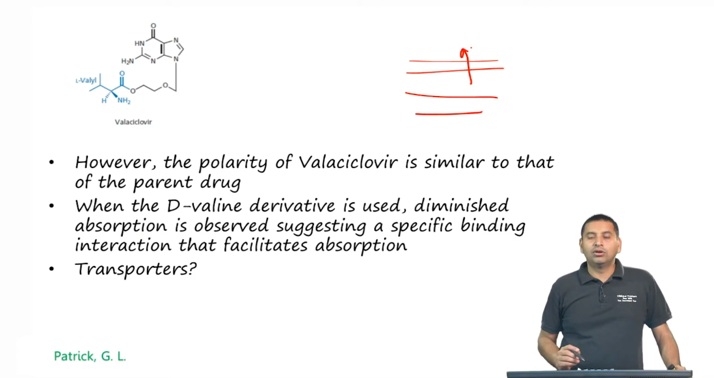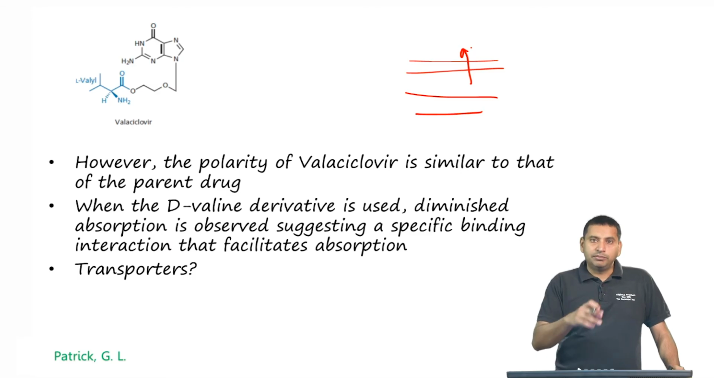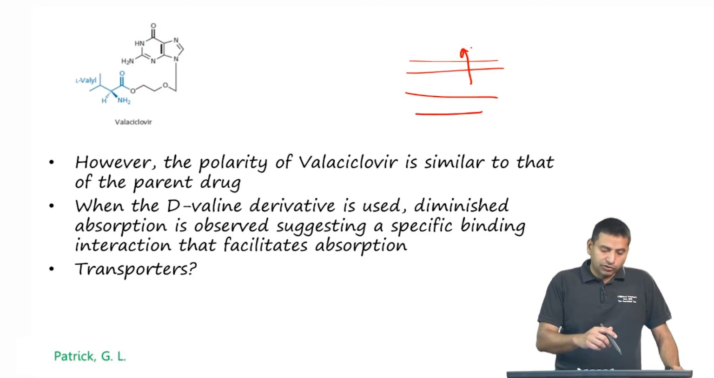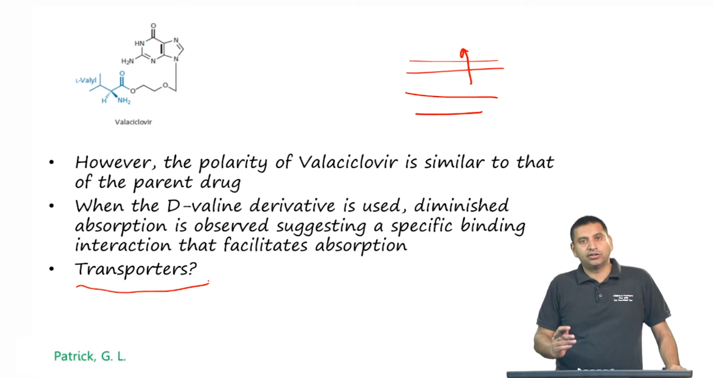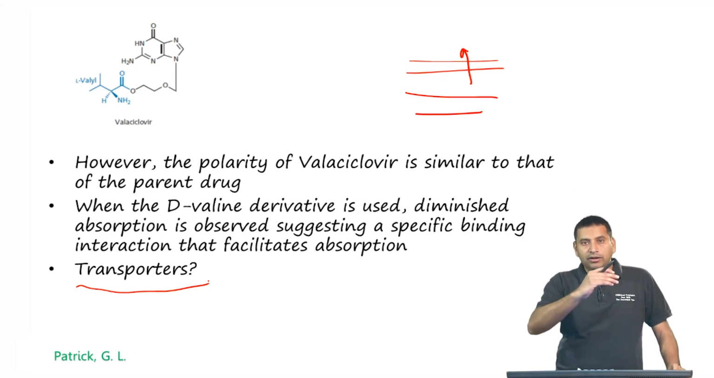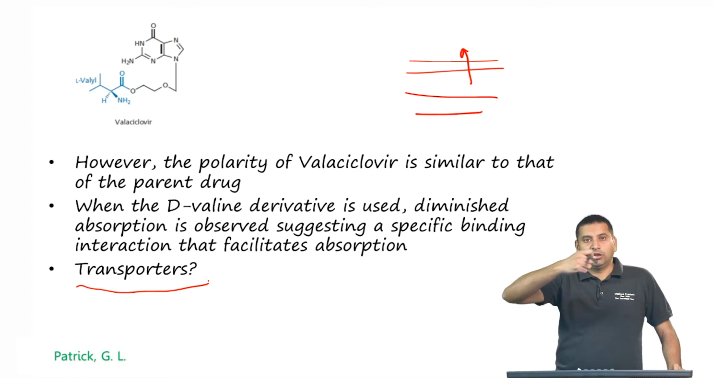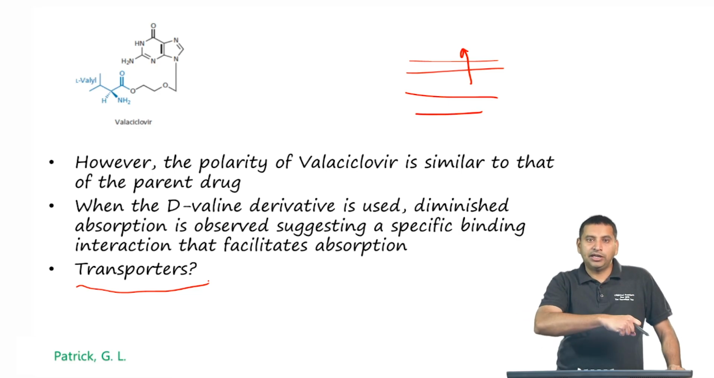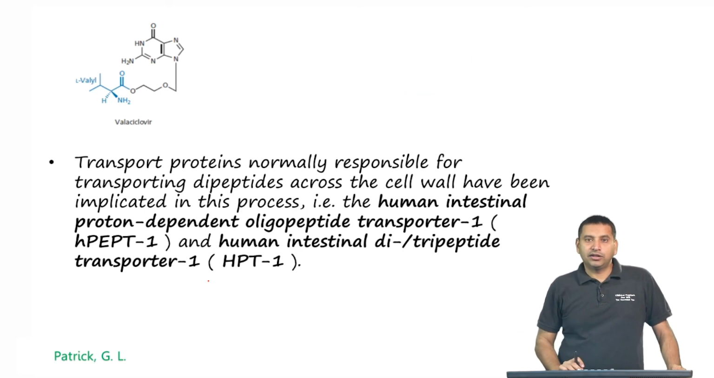This observation suggests that there must be a specific binding interaction that facilitates absorption across the gut. Together, what this means is that it is possible that this drug accesses certain transporters, because the L-valine molecule is recognized better by the transporter, it is pulled in. When the D-valine derivative is used, there is diminished absorption, and this is possibly due to poor binding of the molecule to the transporter. The transport proteins present in the gut are responsible for transporting dipeptides across the cell wall.